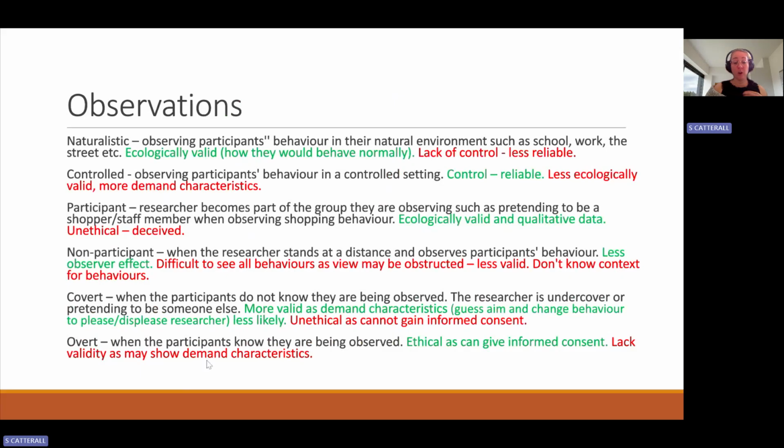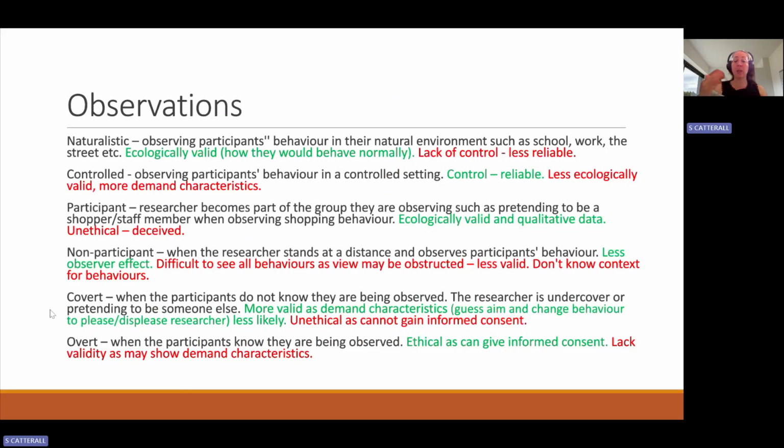And then we've got covert and overt, which again are the opposite of each other. So covert, you don't know that you're being observed. Think of it like undercover. This one is more valid because there are fewer demand characteristics, as you don't know you're being observed. But then it's unethical because you've not got informed consent.